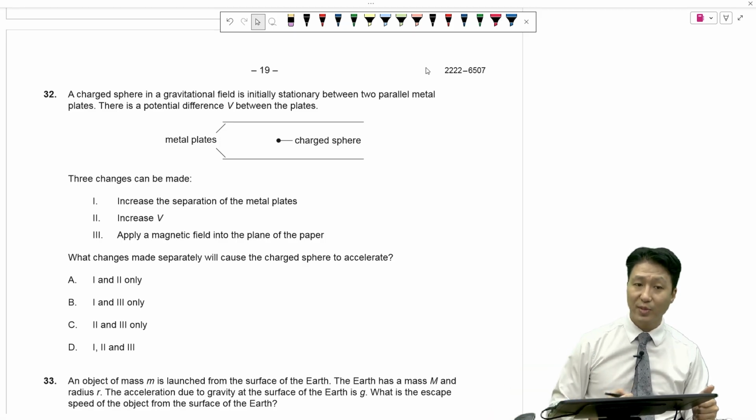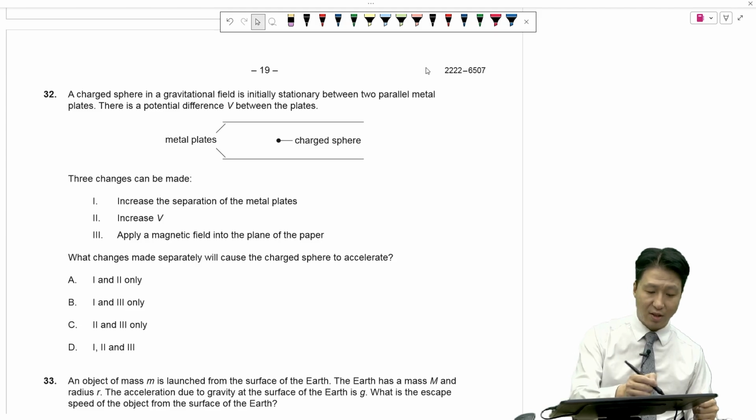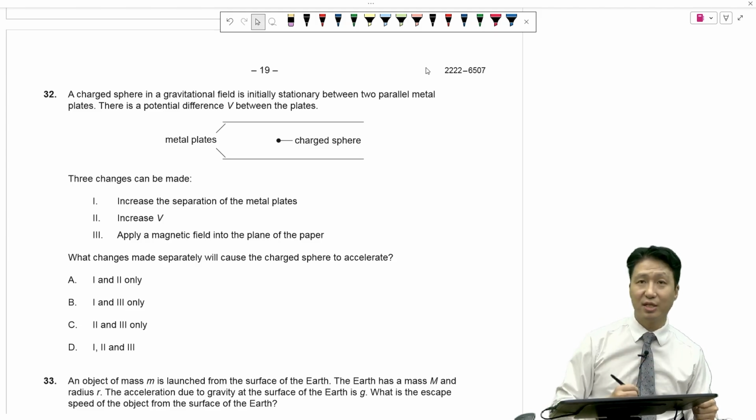In number 32, a charged sphere in a gravitational field is initially stationary between two parallel metal plates. There is a potential difference V between the plates. 3 changes can be made. 1, you can increase the separation between the plates. 2, you can increase the voltage between the plates. And 3, you can apply a magnetic field into the plane of the paper. What changes made separately will cause the charged sphere to accelerate?